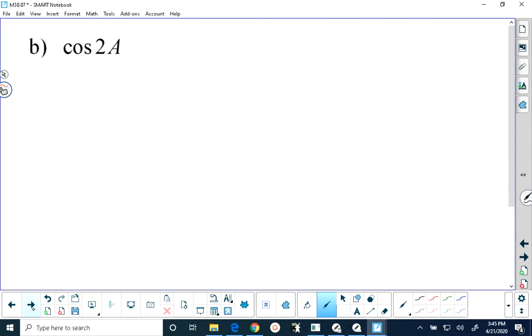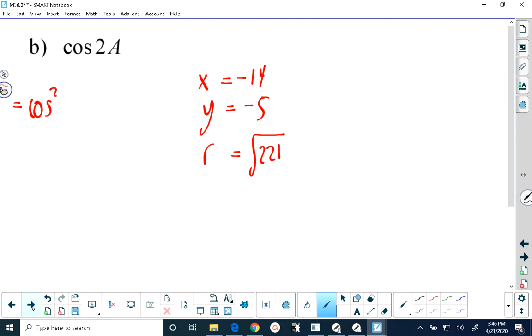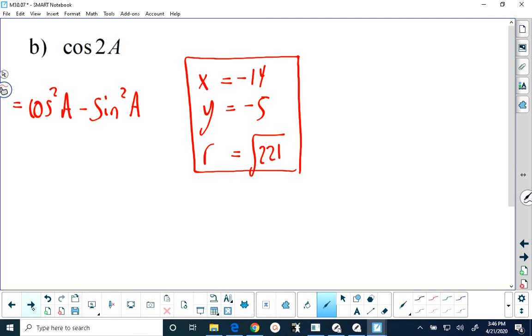We take a look at the second part of question 2. You're asked for cosine of 2 times A. Don't forget, for angle A, we had x equals negative 14, y equals negative 5, and r equals root 221. Now, how can we find out what cosine of 2A is? Well, cosine of 2A is equal to cosine squared of A minus sine squared of A. That is one way that we could find cos of 2A, because the double angle identity for cos says cos of 2A is cos squared minus sine squared.